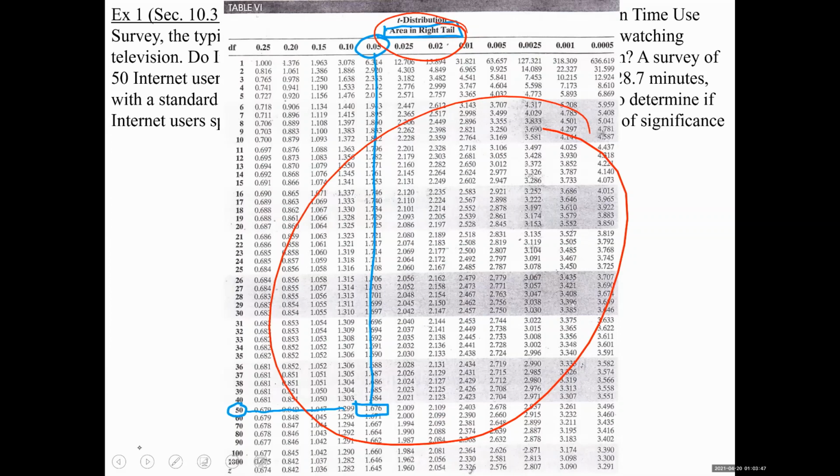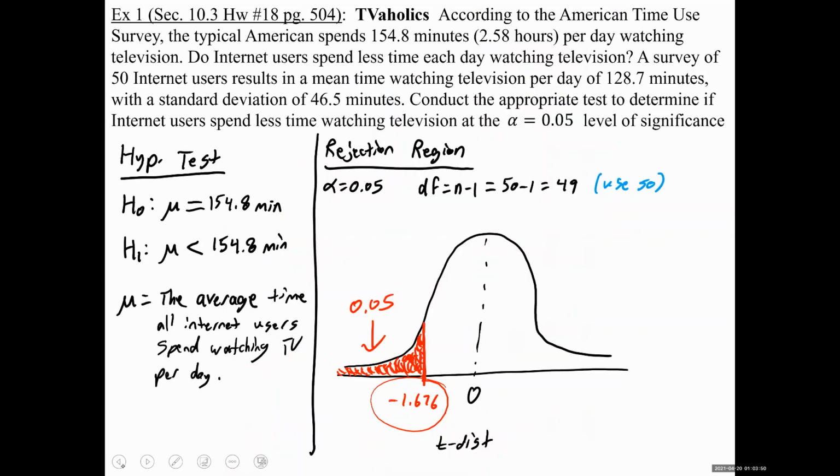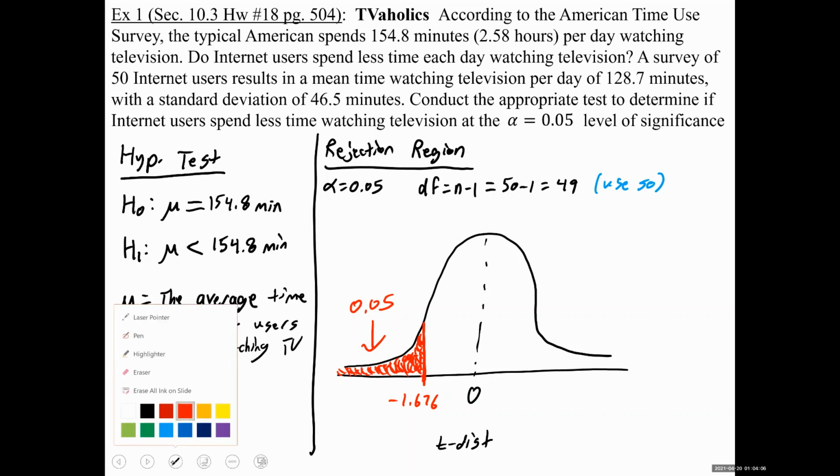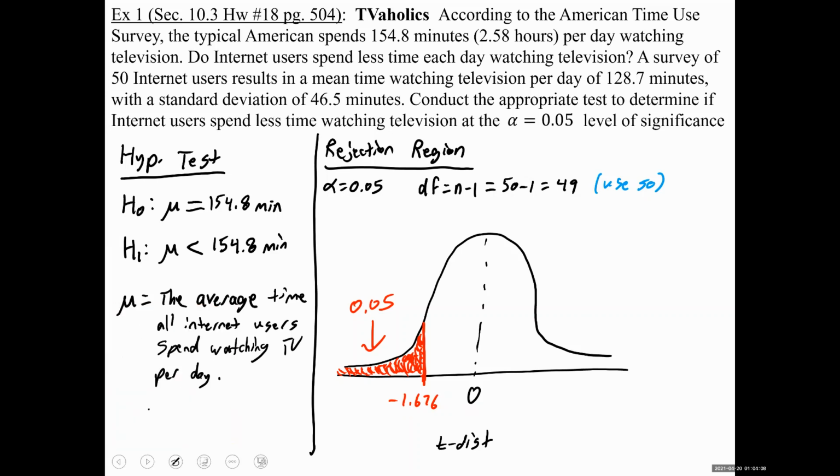So again, one more time, how do you look this number up? After you've shaded it, imagine the mirror image of this area on the other side, look up the number on this side, and then flip that number back over by putting a negative in front of it. So you have to put the negative in on your own because there's no negatives in the t-table. All right, so that's the second step, finding the rejection region. Any questions on that much?